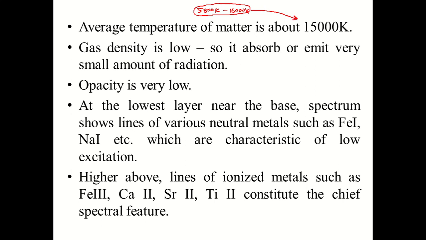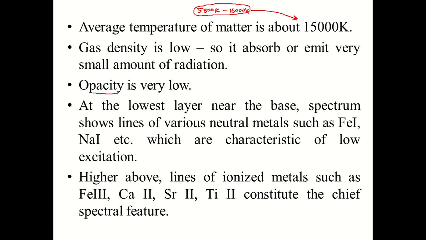So there is an unexpected rapid increase of temperature when we go along the chromospheric layers. When we are talking about the gas density of this chromosphere, it is very low, so that it absorbs or emits a very small amount of radiation. Since it is transparent, normally we cannot see the chromosphere, so its opacity is very low.